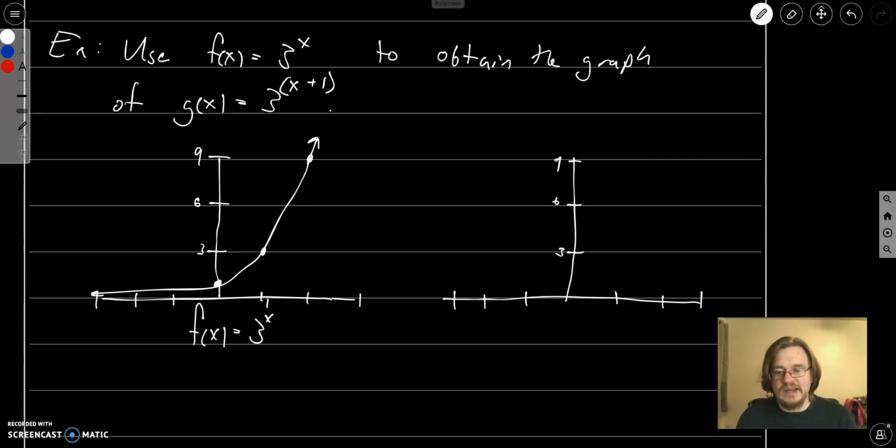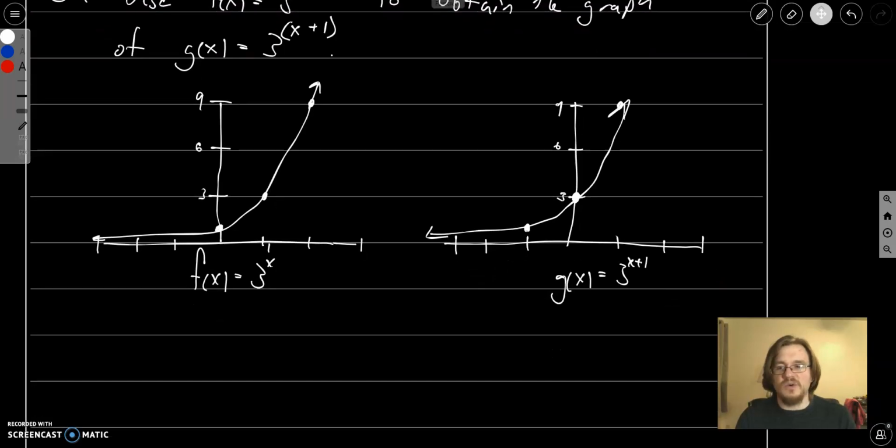So instead of being at height 1 at 0, if I shift it to the left 1, I'm going to be at height 1 at negative 1. Instead of being at 3 at 1, when I shift it to the left by 1, instead of being at 9 over here, we're going to shift that to the left. So our function now looks something like this. So this is fairly straightforward. Not a lot is going on. We're just shifting our function to the left.